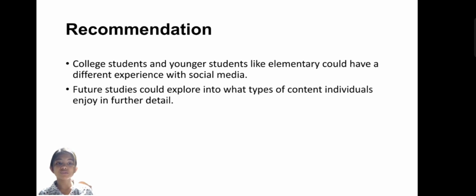A closer look at individuals' preferred content could help researchers have a better understanding of how people react to and how they were affected by social media. Future research on how social media influences students' academic and daily performance should benefit from these findings.